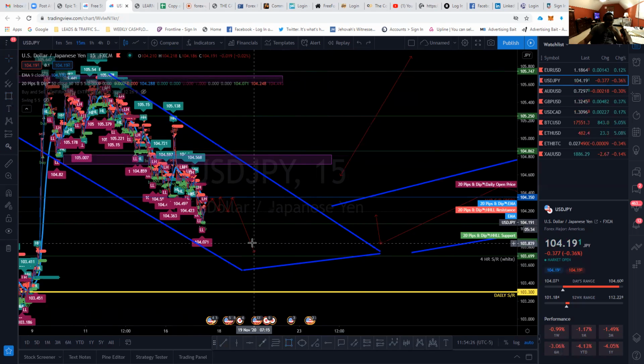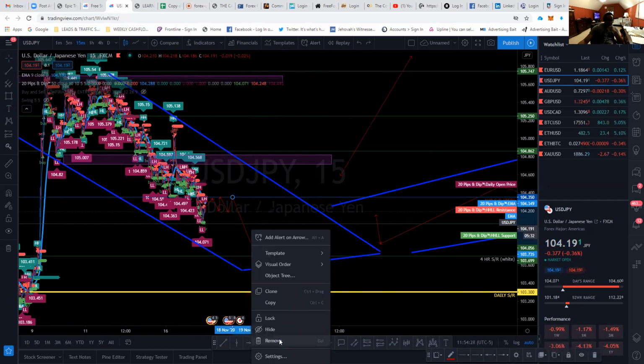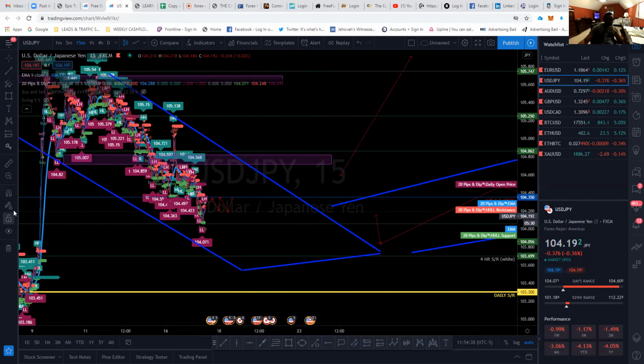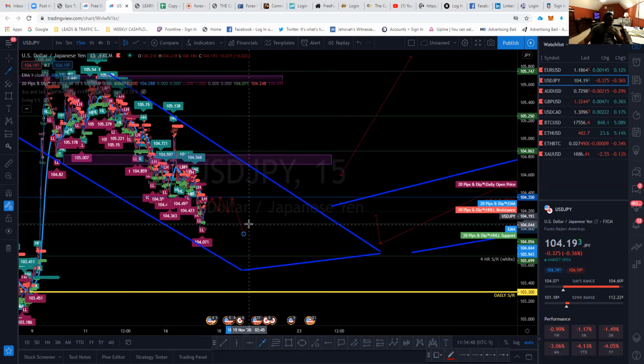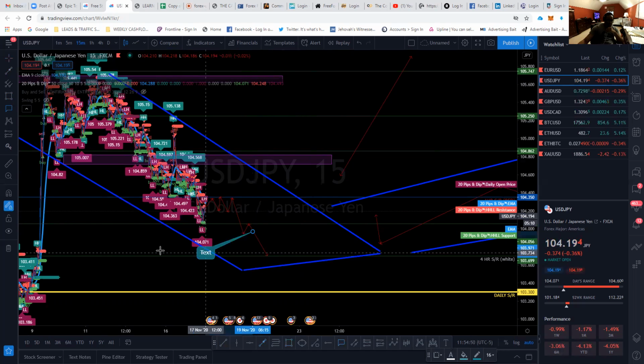Let me save this. Let me erase this here. This is what I'm looking for. Looking for price to at least hit resistance 3 times. 1, 2, 3. Come down, retest, and then go down here. And if it retests, I'm going to enter in right here.